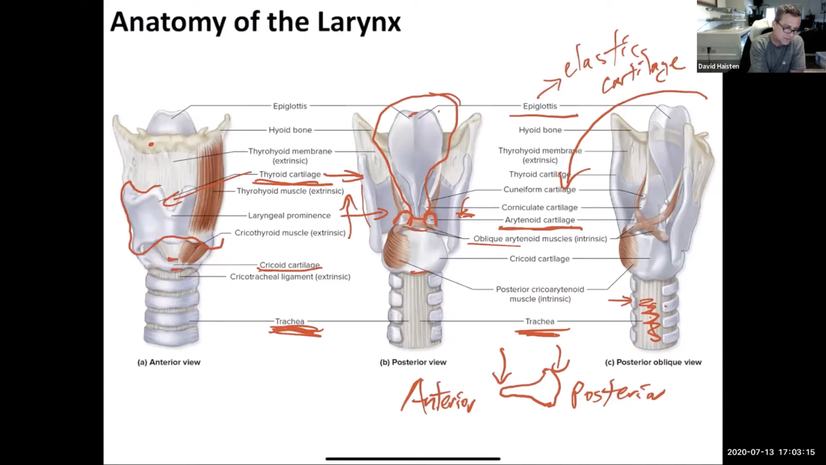So the arytenoid cartilage. And then there's these little horns on top called the corniculate cartilage. And there's some cartilage on the side called the cuneiform cartilage. Anyway, the arytenoid cartilage is basically what the vocal cords are attached to.